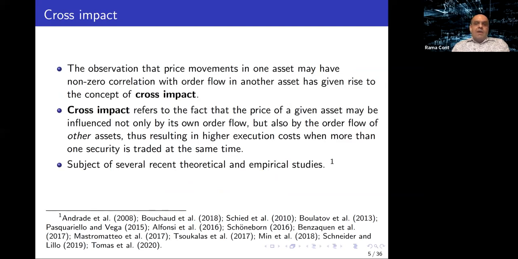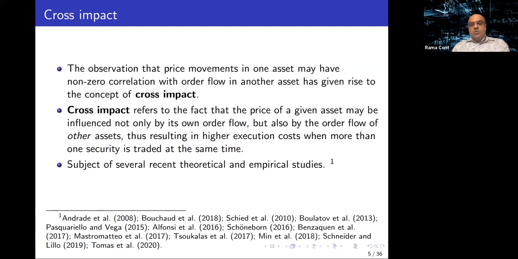Now from this observation has grown an idea, which is slightly different. Well, we see these correlations, they must have some origin, and the origin is probably the fact that the price of a given asset is not influenced just by its own order flow, but also by the order flow of other assets. And so if we are in the context where we trade more than one security at a given time, this may influence the price of other assets that we hold.